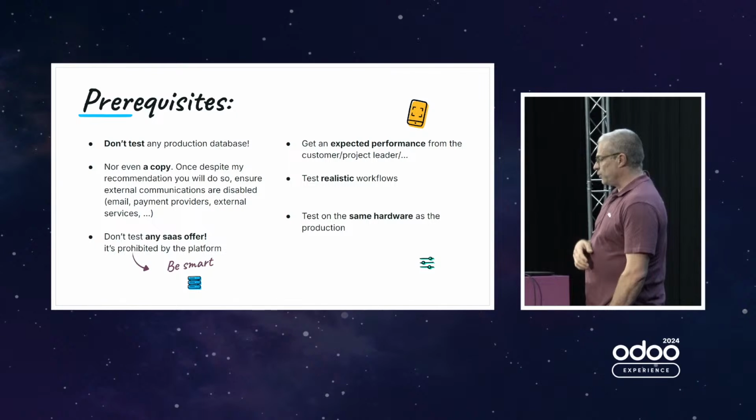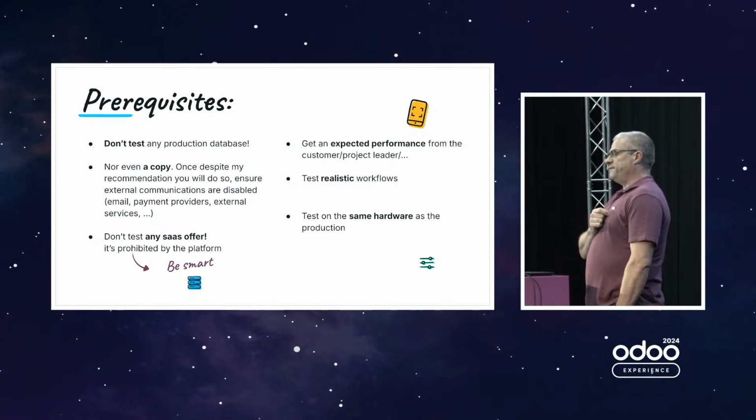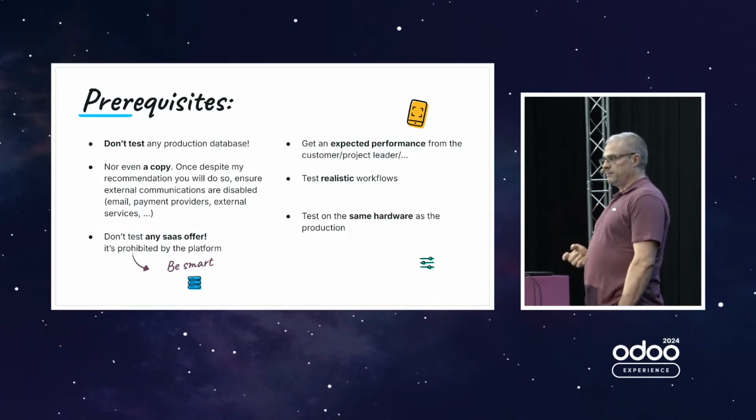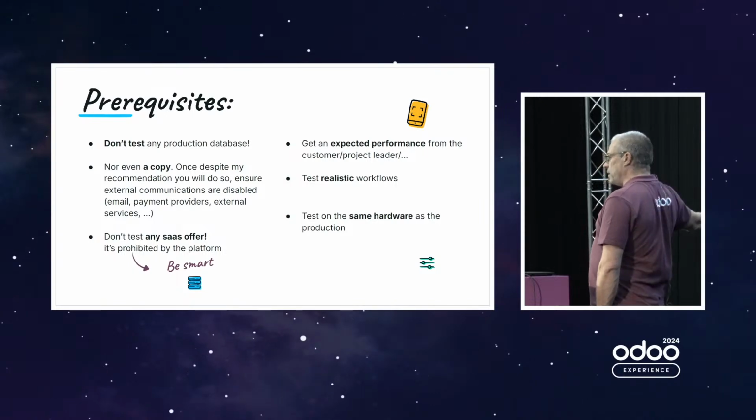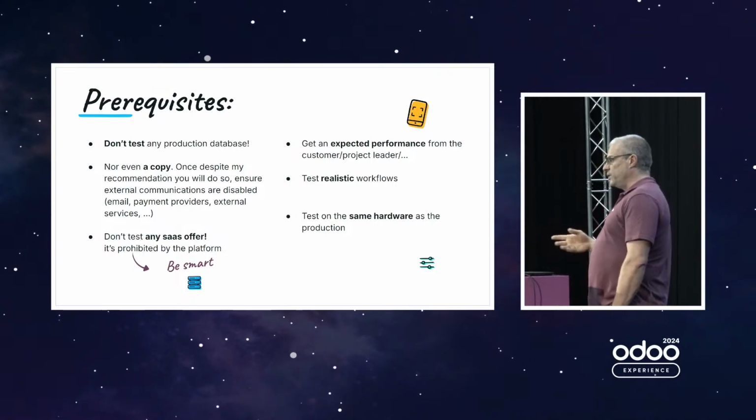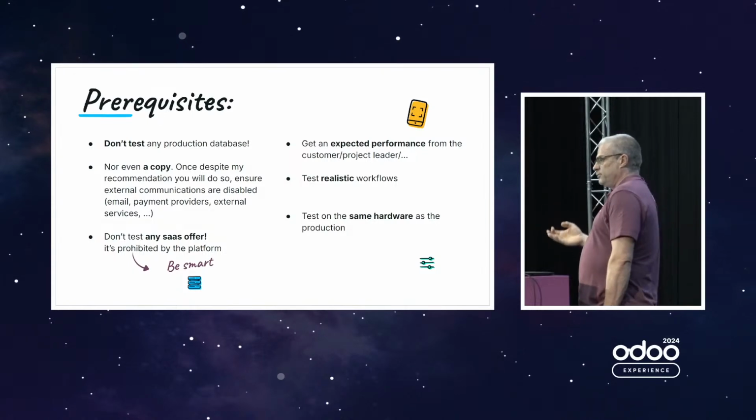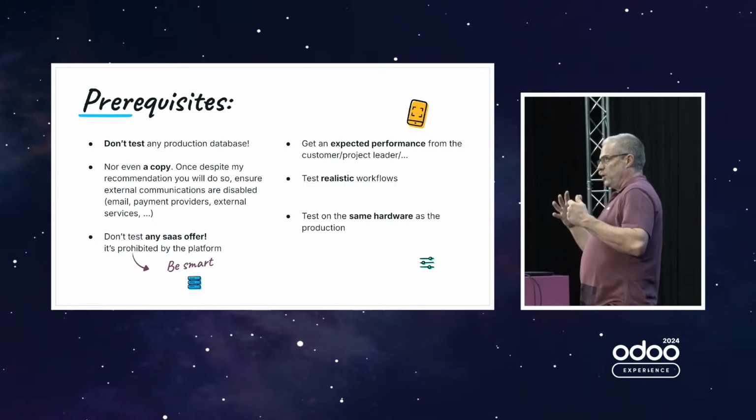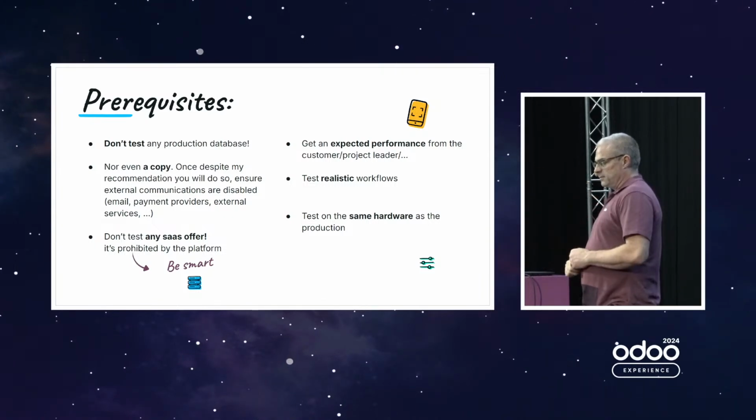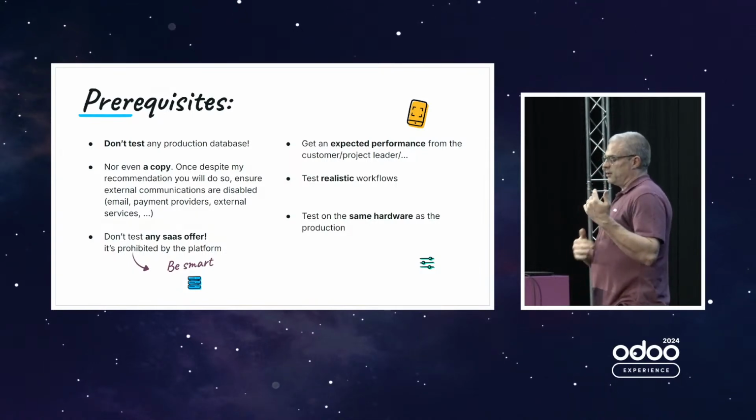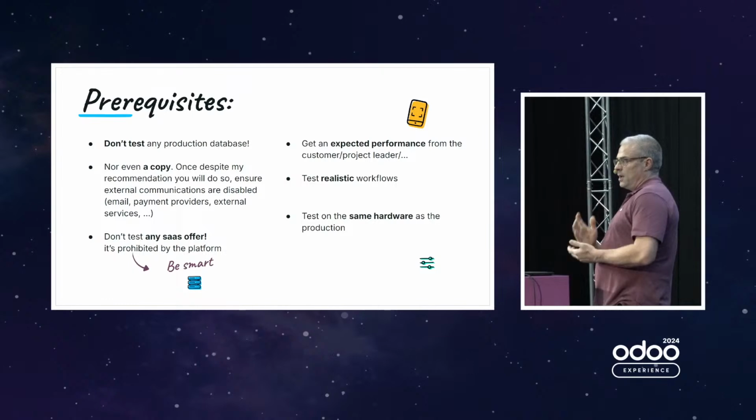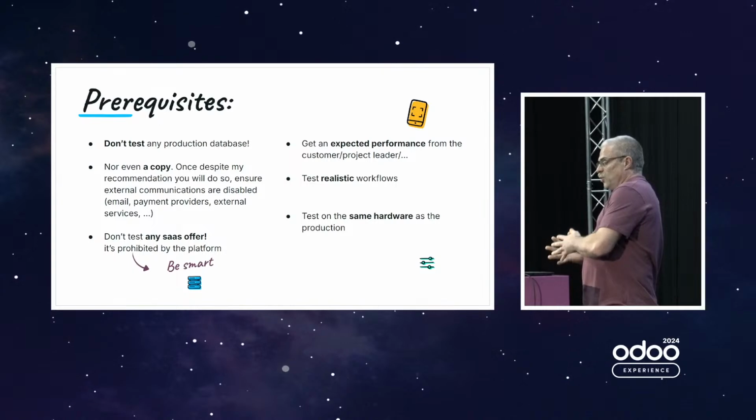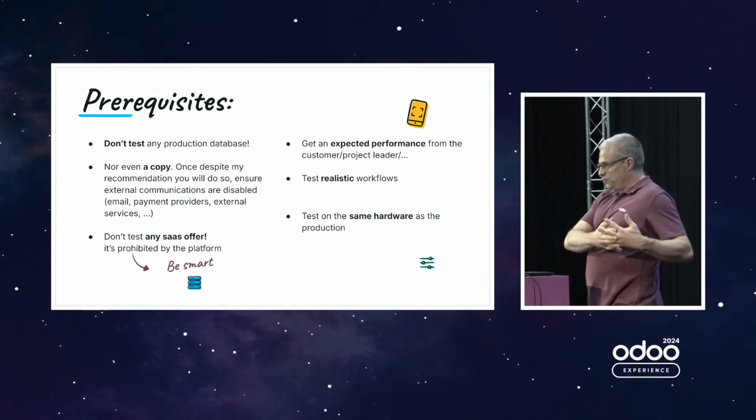You have to test realistic workflows. If you have a customer with a salesman doing sales during the day, and the pickings are done in the warehouse during the night, they are not done together at the same time. It doesn't matter to test them at the same time on the system. You have to test what will really be done on the system. You also have to test on the same hardware as the production system, because you have to ensure that the infrastructure you give to the customer will be able to handle the load you want it to handle.